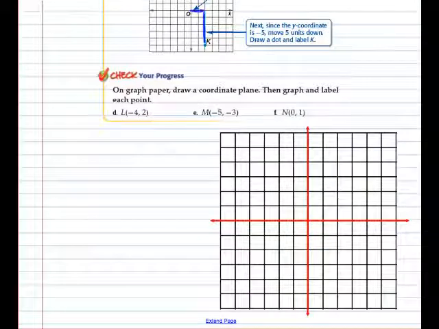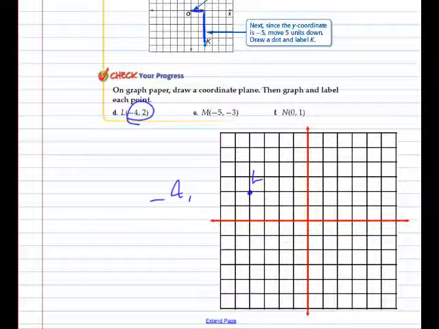On graph paper, graph a coordinate plane. I've done that. Draw a coordinate plane, then graph and label each point. Point L would be -4, 2. So we start at the origin. We go 1, 2, 3, 4 to the left because it's negative, and up 2. Point L would be right here. The ordered pair then is -4, 2.